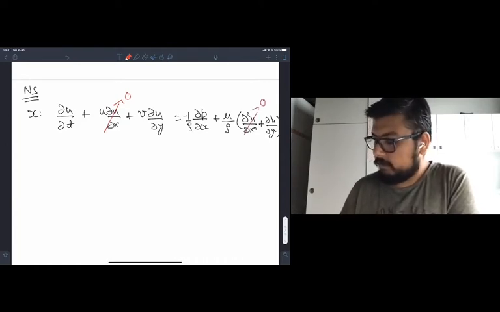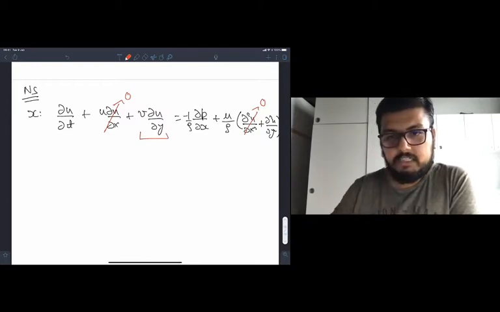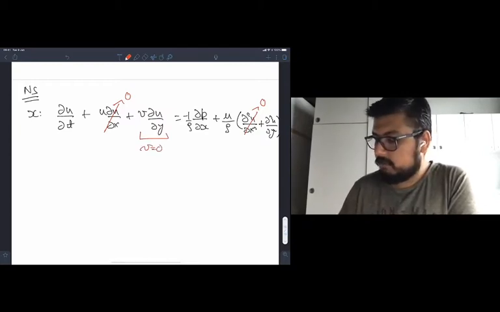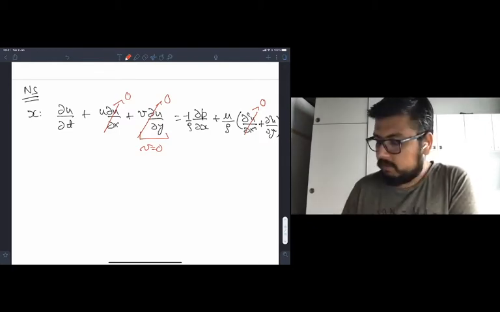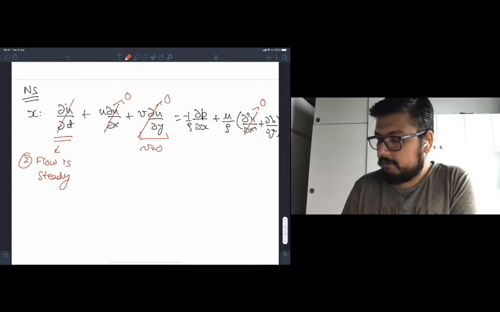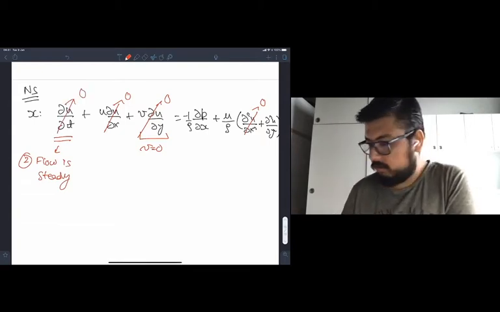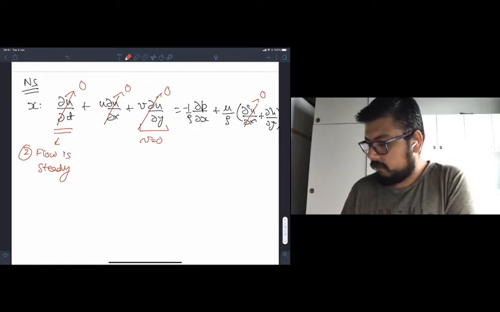This term is also 0. Furthermore, from continuity equation, we know that v is 0. So this term goes away. We also assume that the flow is steady. So this is the second assumption, which is that the flow is steady, which means that any time derivative is also 0, which basically gives me the equation that del p by del x is equal to mu del square u by del y square.